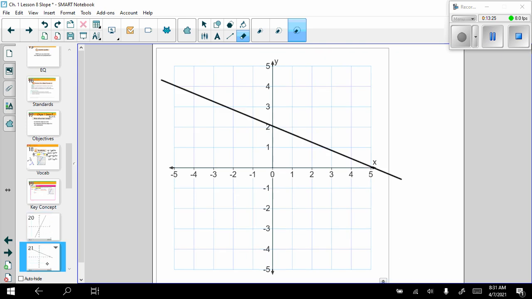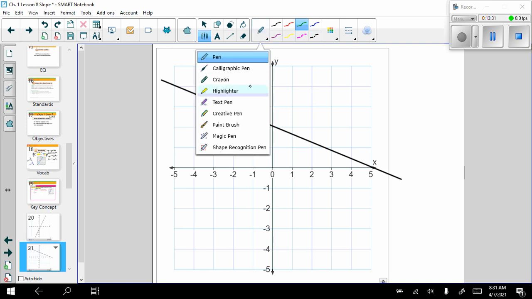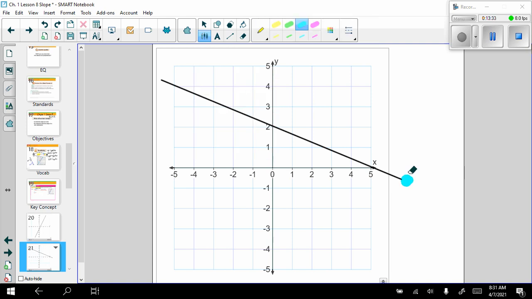So let's take a look at this line, all right? So again, if I were you, I would trace from one end of the line to the other end of the line and find those points that go through the bottom corner of the box. So right there is one.